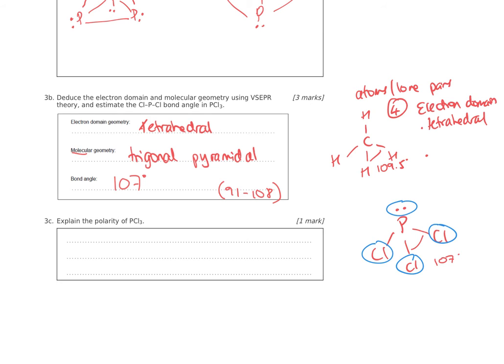Then it says explain the polarity of PCl3. So again, looking at this molecule, you've got your delta negative, delta negative, delta negative.